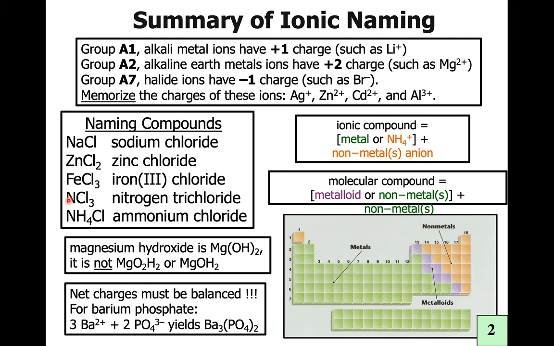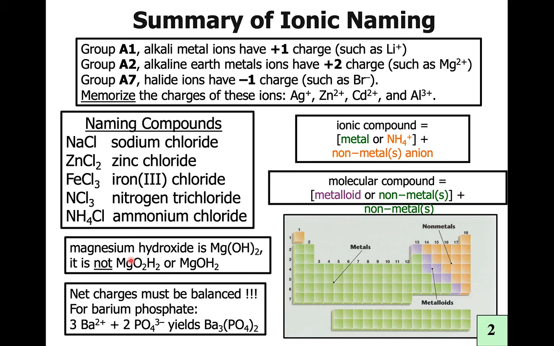Now we're finally at a molecular compound. So this is all non-metal atoms. So name the first one, nitrogen. Now I have to use a prefix, nitrogen trichloride. And then finally, this is the ammonium polyatomic cation. Ammonium, name the cation, name the anion, ammonium chloride.